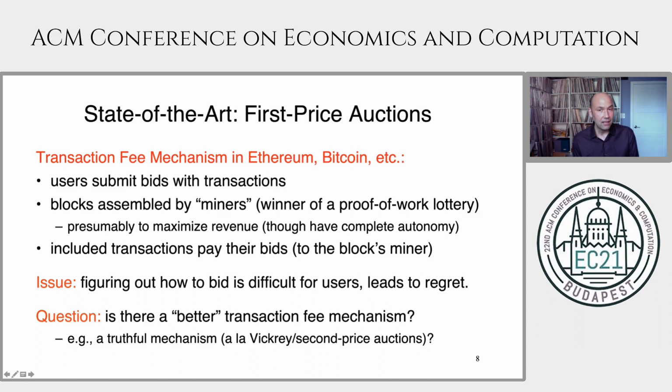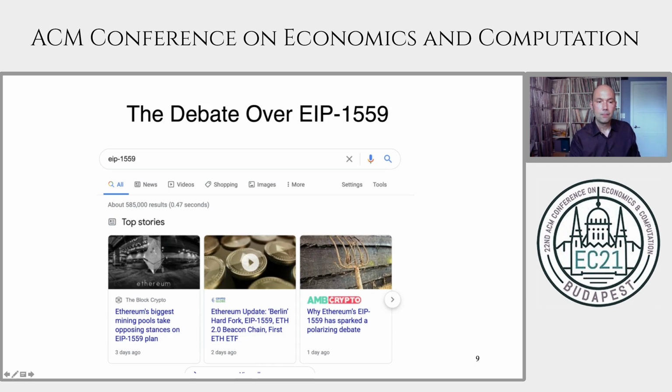Can we have a better mechanism than a first price auction in some sense? For example, could we have a stronger incentive compatibility guarantee, maybe even something as strong as a DSIC, dominant strategy incentive compatibility guarantee, as we're accustomed to, for example, with a VCG mechanism? All right, so I hope you find the problem reasonably interesting and fundamental. How should you design a transaction fee mechanism for a major blockchain?